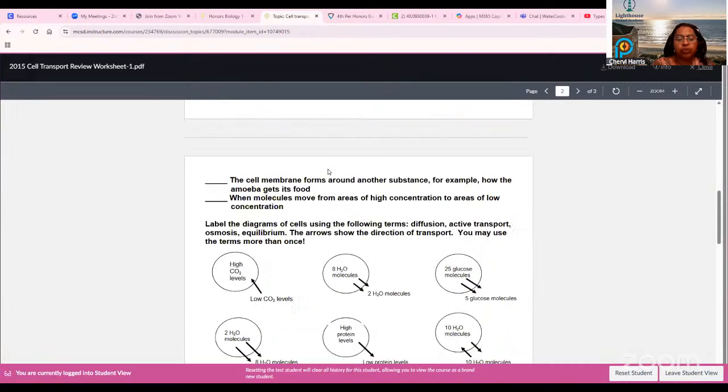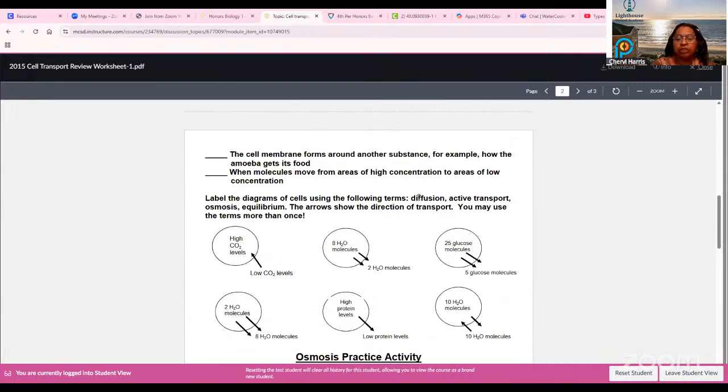And for this one, they simply want you to look at these words: diffusion, active transport, or equilibrium. So you're just going to write next to each picture or under each picture based on what the arrows are doing and what the substances inside and outside are doing. Are they diffusing? Is it something that is going to require active transport because they're big molecules? Or is it osmosis, or is the cell going to remain the same? So each of these circles represents a cell, and you're going to decide which of those words matches, and you can use the term more than once.